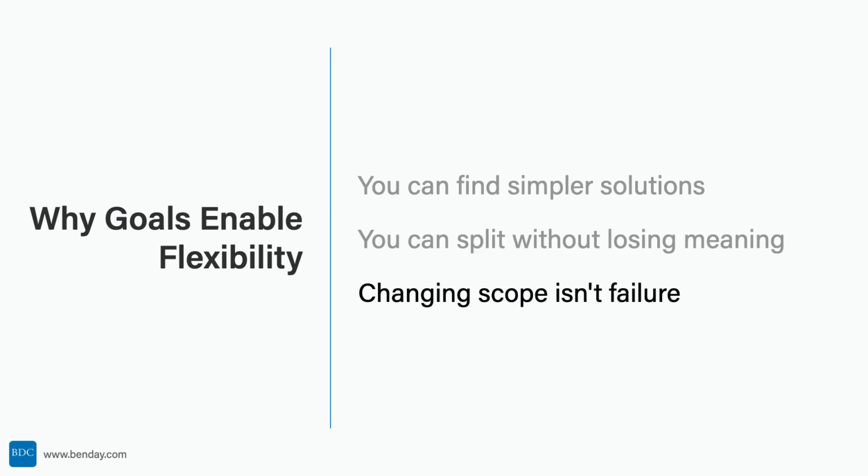And changing scope isn't failure. We wanted users to access accounts more easily. We found a simpler way. That's a win instead of a compromise. But if you'd written implement OAuth PKCE flow, changing that feels like you didn't finish. You're almost literally redefining where the finish line is and what that finish line even means.